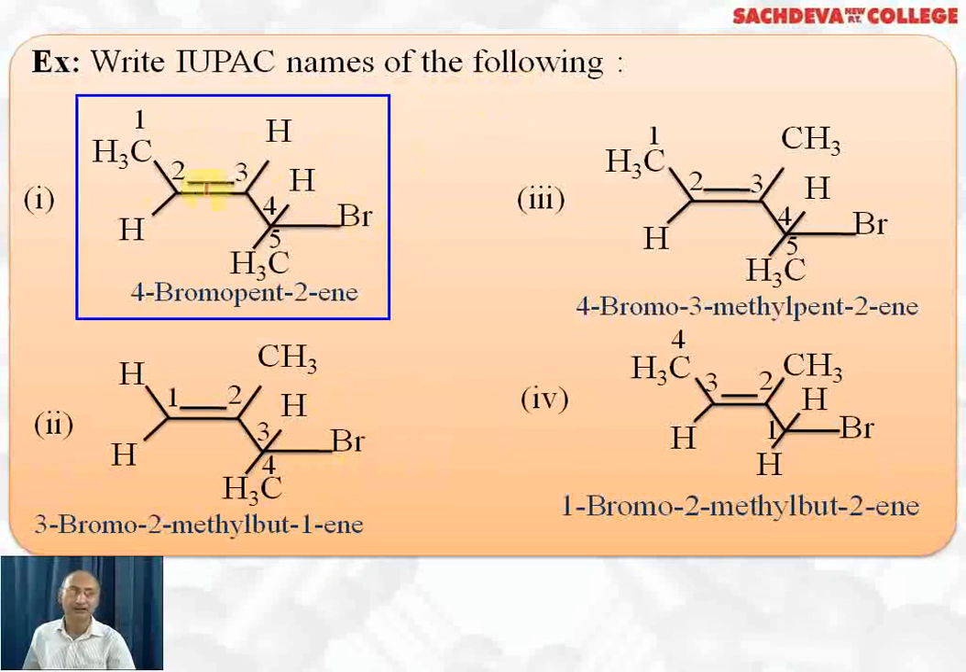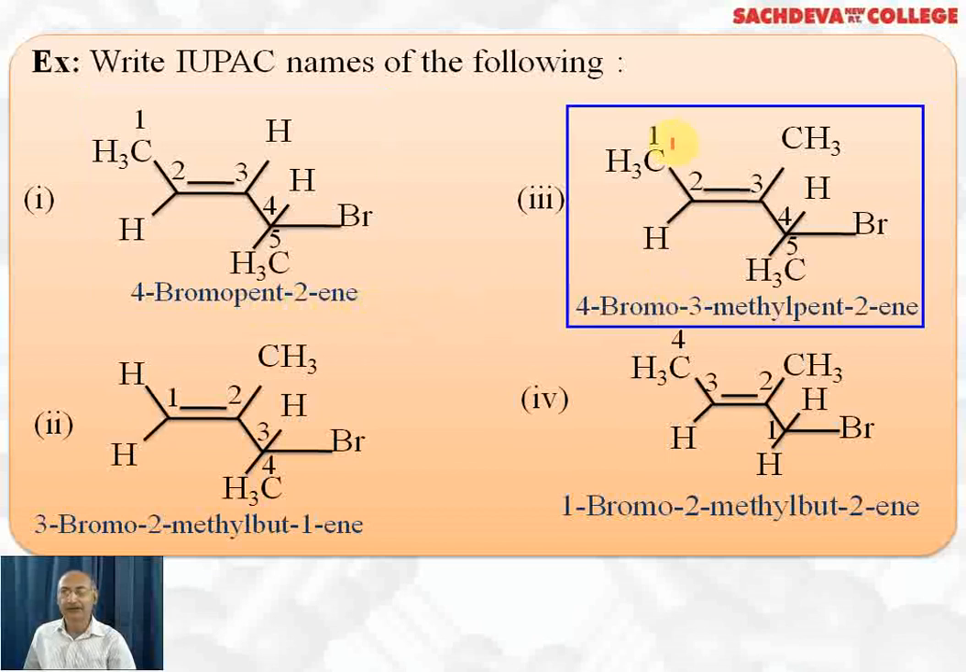Next question, write the IUPAC names of the following compounds. Here we have a Br group and a double bond. Remember, double bond is preferred over the Br group as far as possible. Here we have first carbon, second carbon, third, fourth, fifth carbon. There is a bromo group at the fourth carbon. We write 4-bromo. Total carbon atoms are 5, meaning pent. Double bond is after the second carbon, 2-ene. That is the correct IUPAC name.